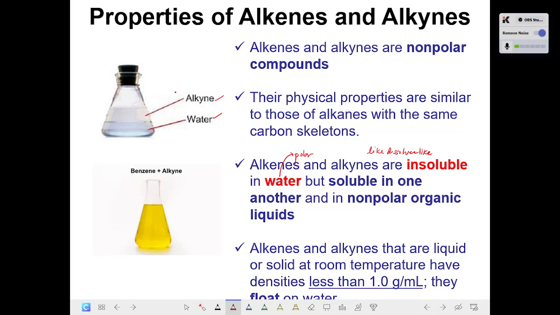Yan. So your alkenes and alkynes and also your alkanes will float on top of your water because of the differences of their polarity. So nakikita natin dito, we have phase separation. So your hydrocarbons on top and then water below. But if you mix your hydrocarbon with another nonpolar, so what will happen? They will readily mix with each other.